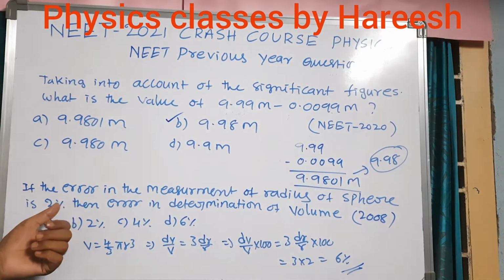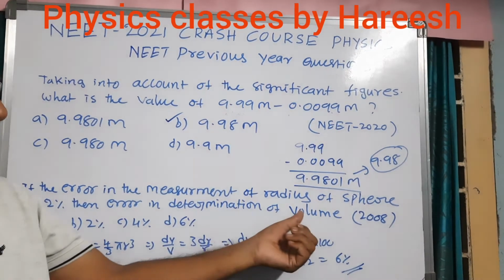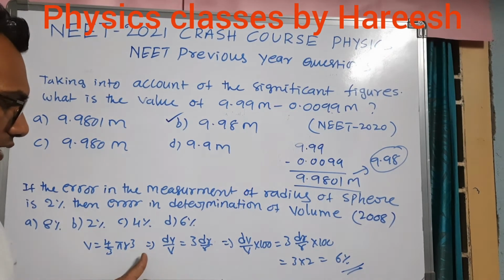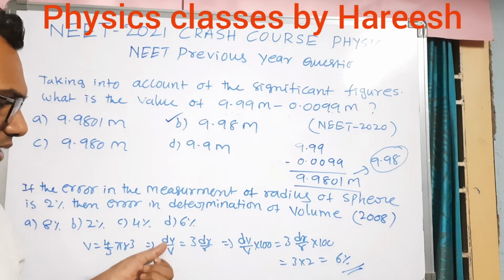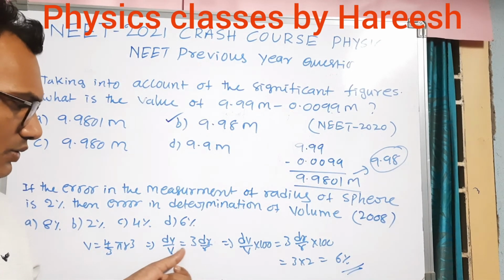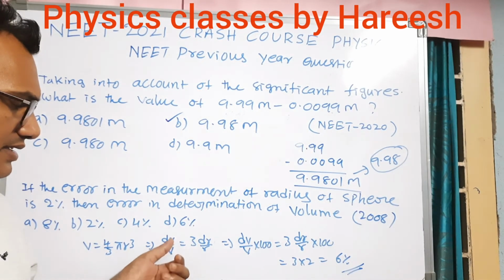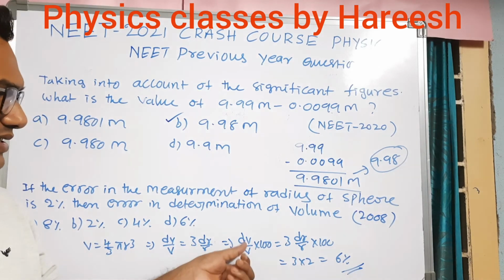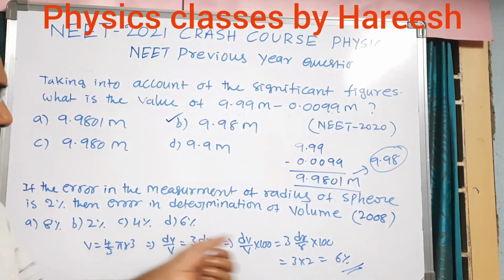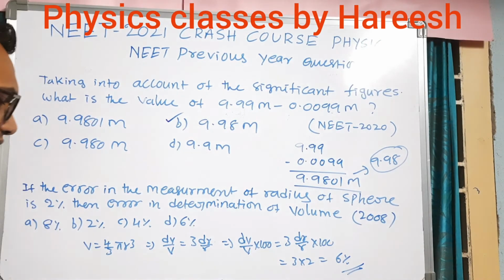Coming to the second question: if the error in the measurement of the radius of a sphere is 2%, then the error in the determination of the volume is? As we know, volume is equal to 4 by 3 pi r cube. So the error in the volume is dV by V equal to 3 into dr by r. Already we discussed in the previous class how to handle powers and all combinations of errors. Percentage error is dV by V into 100 equal to 3 into dr by r into 100. According to the question, dr by r into 100 is given as 2%. So 2 into 3 is 6%. Correct answer is D.